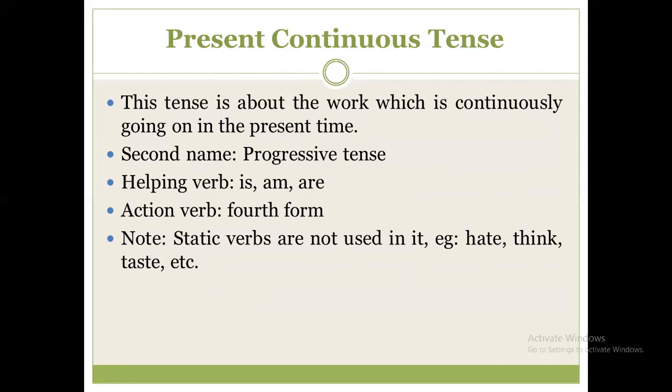The helping verbs of present continuous tense are is, am and are. We have three helping verbs. According to the subjects, we will put these helping verbs. With is, he, she, it, or the singular name will be included. With am, we just have liberty to put I. And with are, we have they, you, and we.